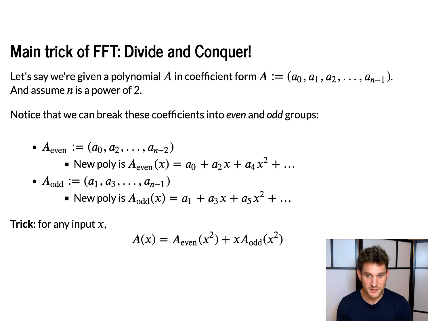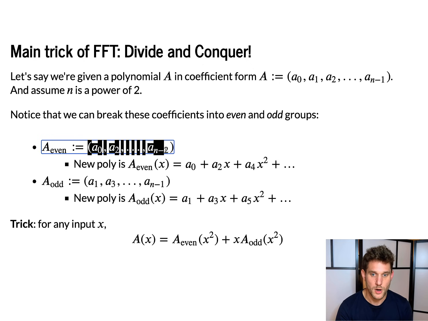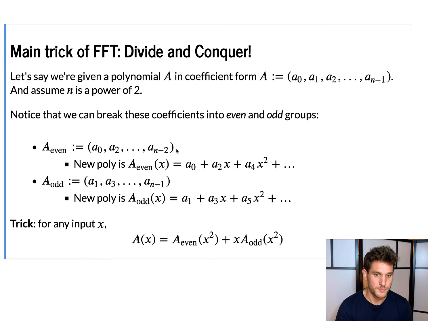Let's consider a in its coefficient form. Once I write a in coefficient form, I have these n coefficients. Assume for simplicity that n is a power of 2, it just makes our life easier. We can take these coefficients and break them up into the even coefficients and the odd coefficients. So I can define this thing called a even, which are just the even coefficients of the polynomial a. So this actually defines a new polynomial.